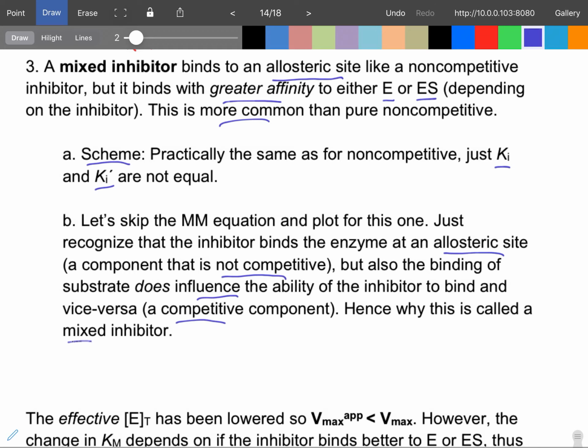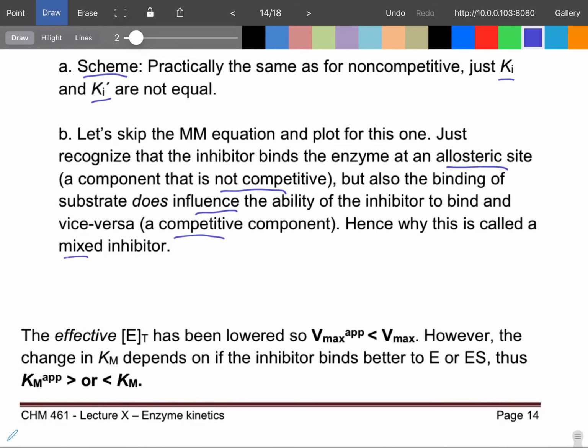Just like before with non-competitive, the effective enzyme total has been lowered. There's always going to be some fraction of the enzyme population that's bound to that inhibitor, and therefore Vmax apparent will always decrease, will always be lower than Vmax. But now Km gets confusing because the way Km changes depends on if the inhibitor binds better to the free enzyme or the enzyme substrate complex. And so that makes things a little more complicated for this.